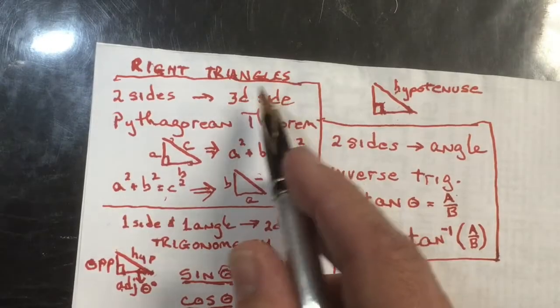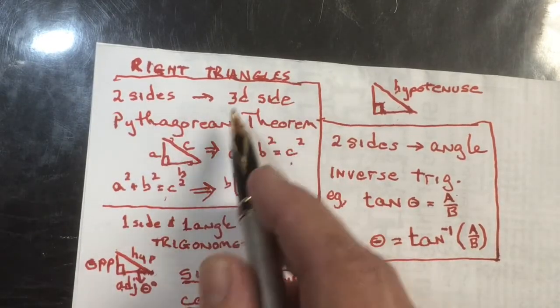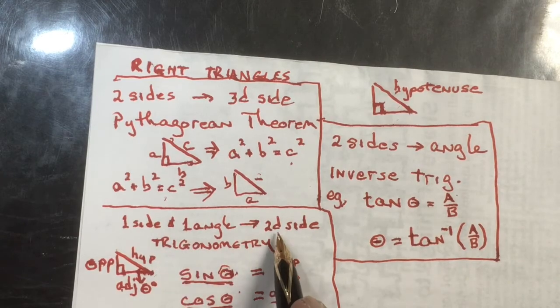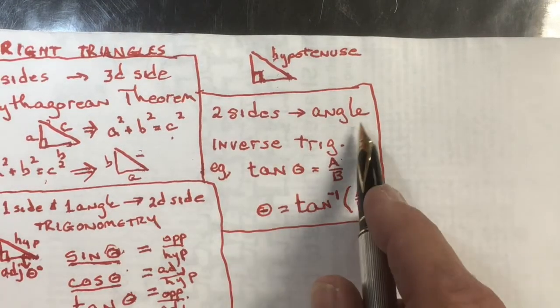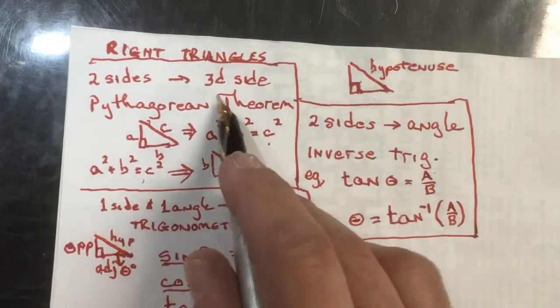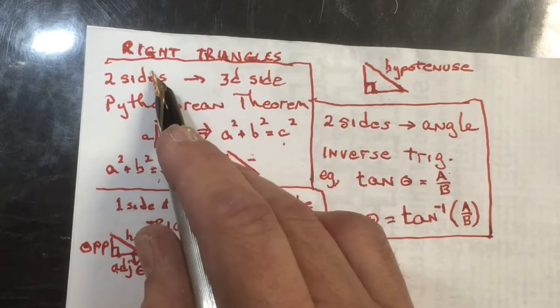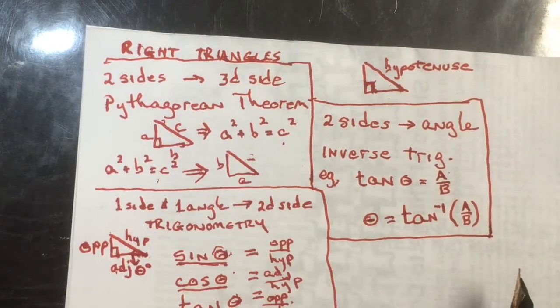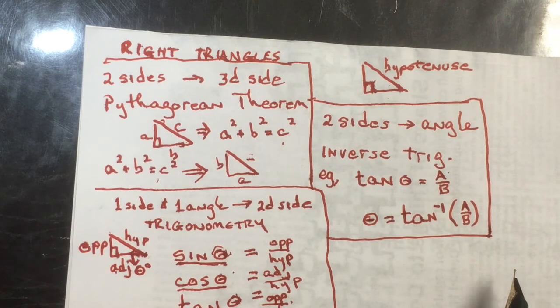So we've got right triangles. Two sides ask for the third side. A side and an angle ask for the second side. Two sides ask for an angle. You notice that in each one of these cases, I have to give you two things and ask you to find the third thing.